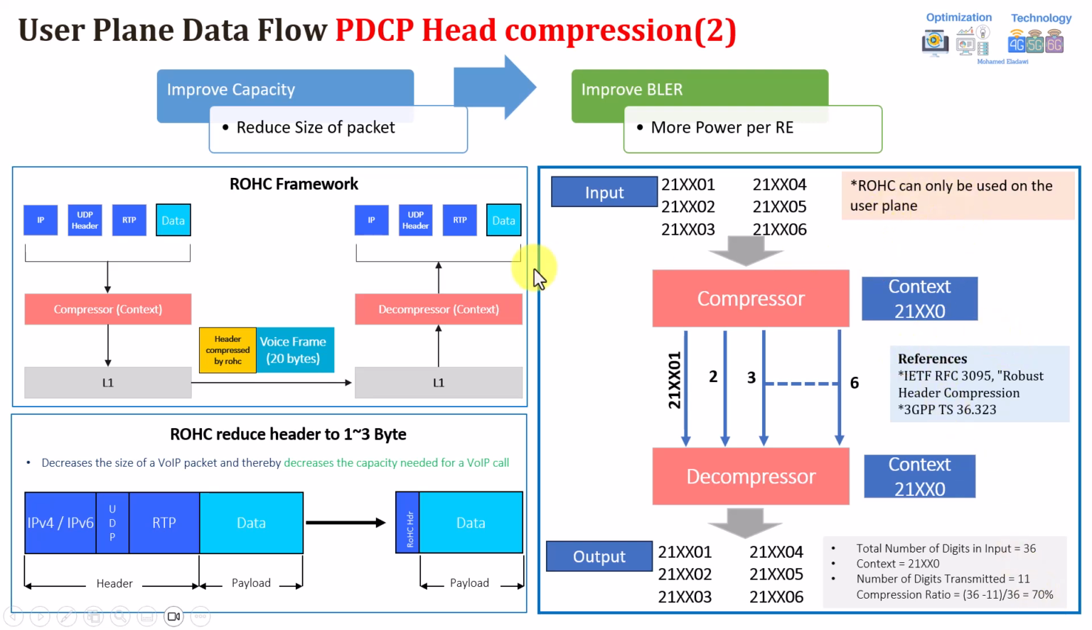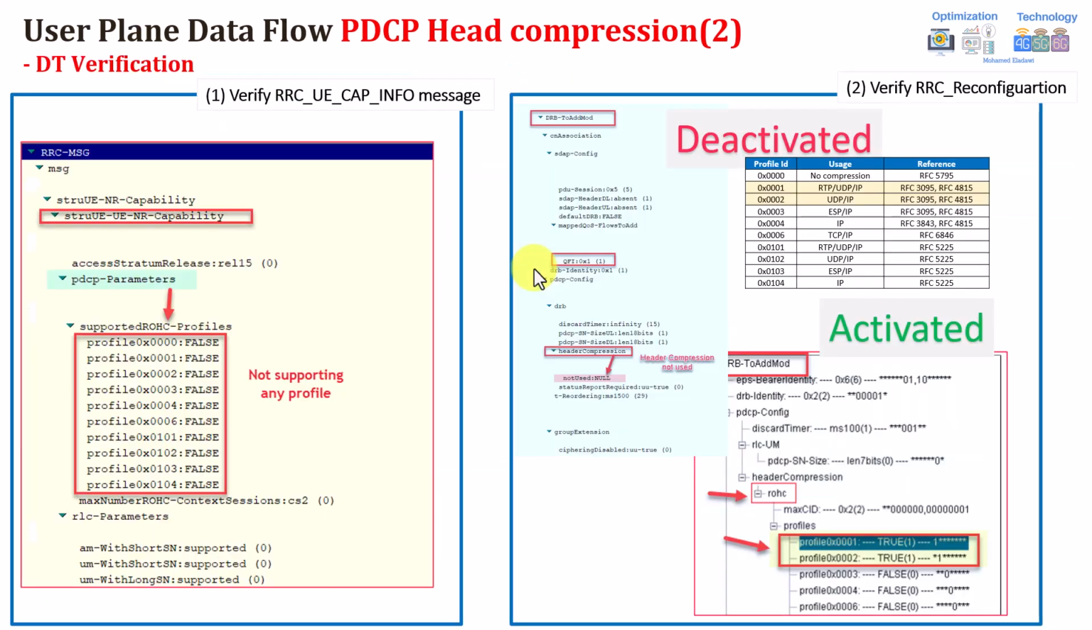Now let's move to how to check this from the parameters. If you look here, there are two things you need to check. If you are going to enable the feature for voice over NR, or even for any other function, for example TCP/IP, you need to confirm two things. First of all, you need to verify whether the UE you are testing supports the compression or not, because sometimes the UE itself will not support this kind of robust header compression. How to check that? You can check the UE capability message from the RRC layer 3, and under the UE capability message you will find something called the NR capability structure, with PDCP parameters, as mentioned here.